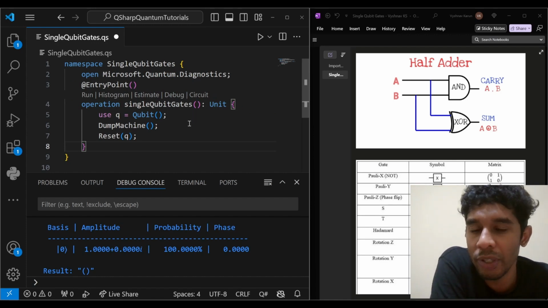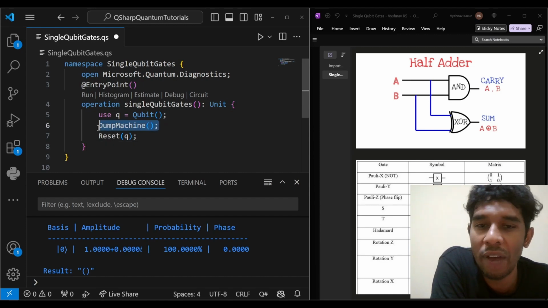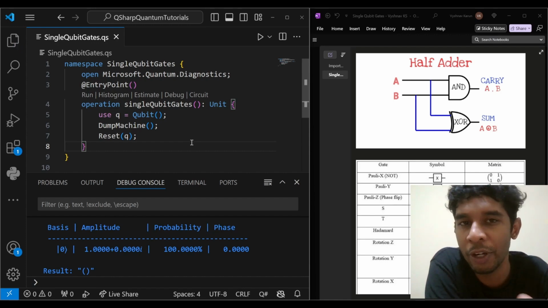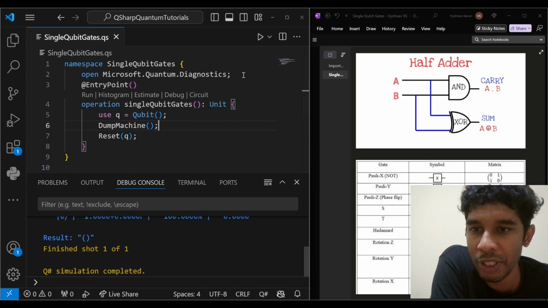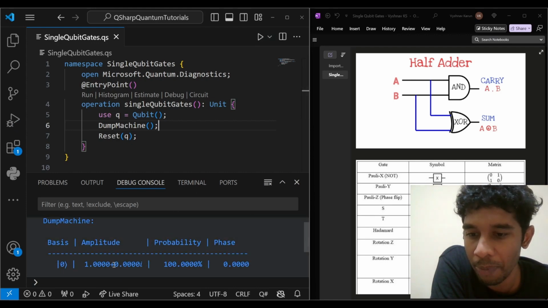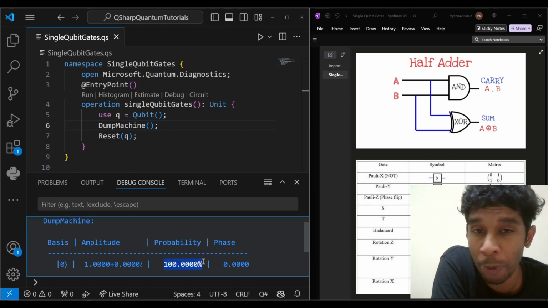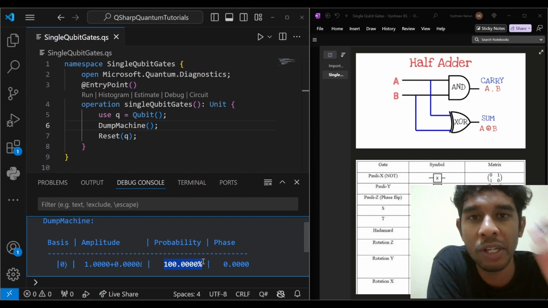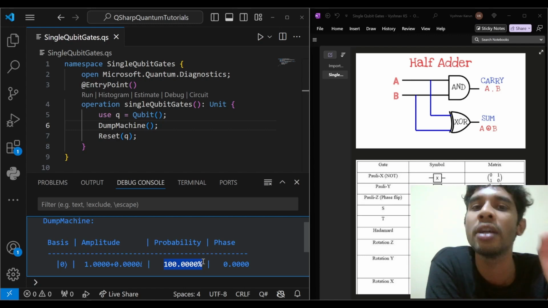Now, the dump machine function is a very versatile function. It allows us to have a peek at the state of the qubits inside the simulator at a particular moment. So when I do this dump machine, you see the result down here. So you see the ket 0 state with 100% probability, and this is what we would expect, right? So when we initialize a qubit in Q#, it gets initialized to the 0 state.